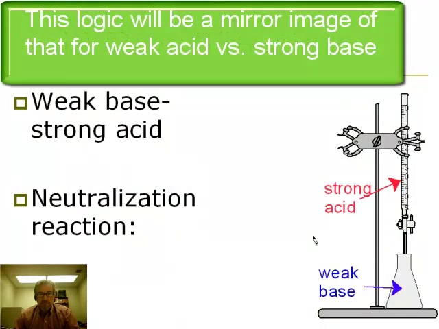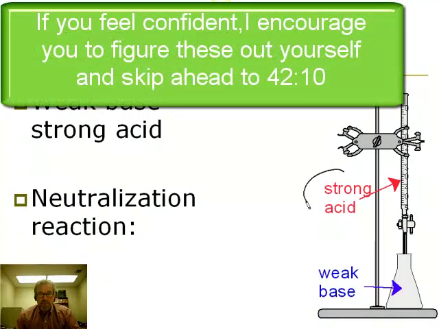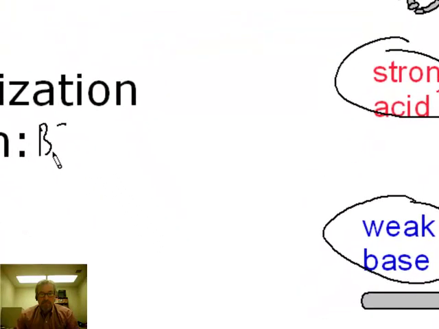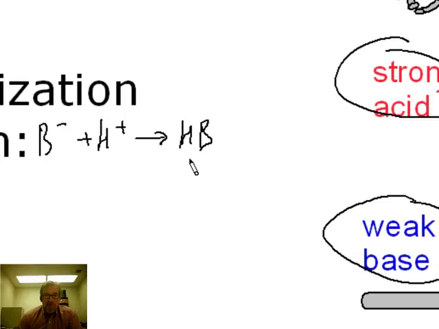Let's look in detail at one more type of acid-base titration, and that is a weak acid versus strong base titration. So now we have a strong acid, like HCl, for example, in the burette, and we're adding it to a weak base. What's the neutralization reaction? Well, we're starting with a weak base, which we're going to call B minus, and from the burette, we're adding to it H+, and that's going to produce the conjugate acid of this weak base, HB.